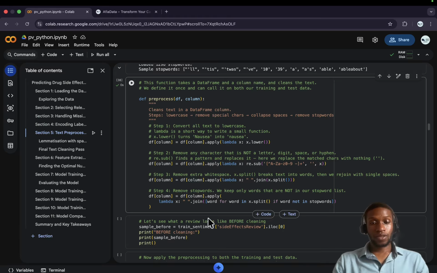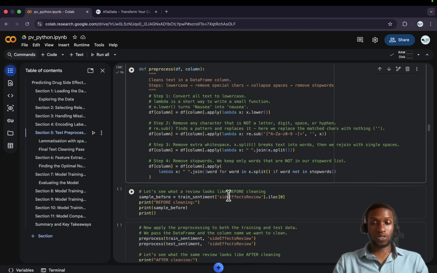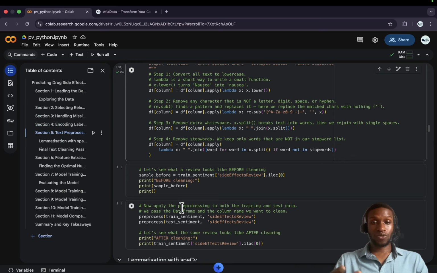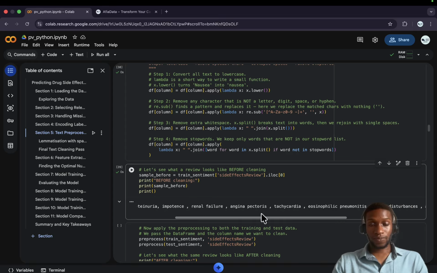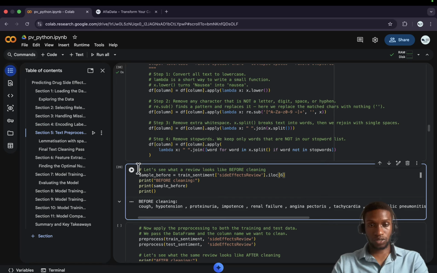So let's see what a review looks like before cleaning. Let us look at an example of a review, and see the importance of this step. When I run that, before cleaning, this is what we have, for example, in the review at number 1. In Python, 0 is essentially 1, so just keep that in mind if it's your first time in this session. So this is how a review looks. Let's look at another one, for example, number 6.